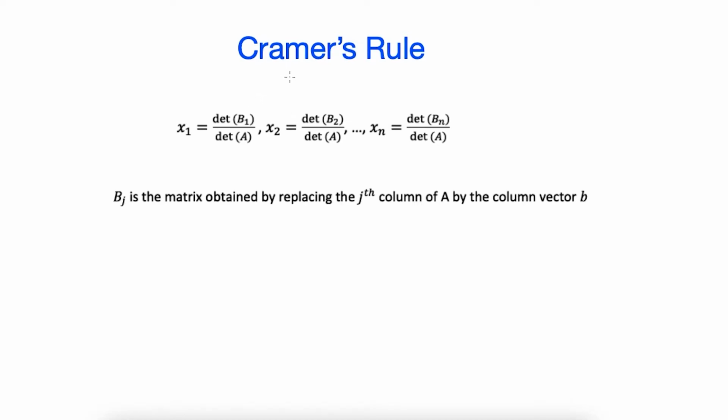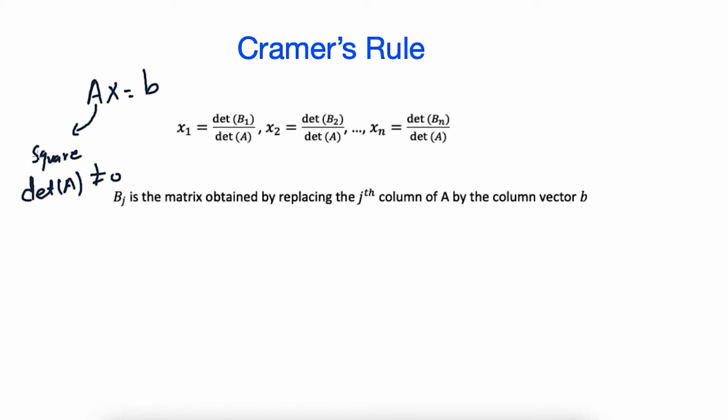Hello everyone and welcome. In this lecture we will see Cramer's rule, which is an easy method. This method requires just that the matrix A, when we have the linear system AX equals B, be a square matrix. That means the number of equations and the number of unknowns of this linear system are equal, and it also requires that the determinant of A be different from 0.